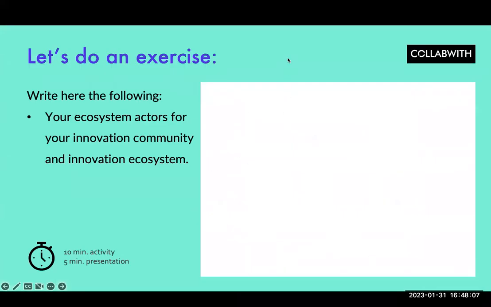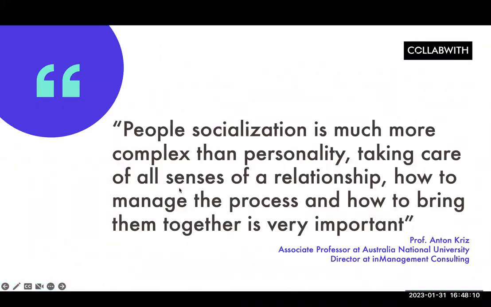You now have a cool framework for all the community and ecosystems. Here is a quote: people socialization is much more complex than personality. Taking care of all senses of a relationship, how to manage the process and how to bring people together is very important. So what does it mean, from Australia, by the way? When you create a community, you are dealing with people, and managing people is complex. That's why in the very first part of the workshop we made various points that you have to do this in a very clear way.